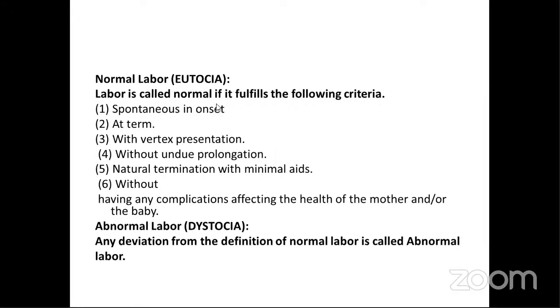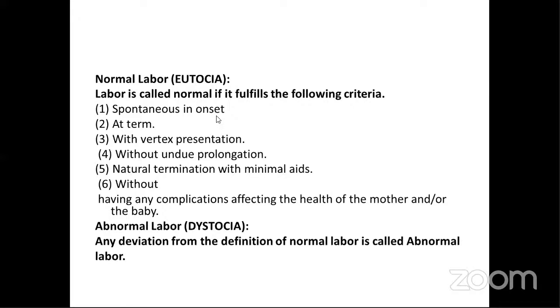The labor is called normal if it fulfills the following criteria. So when do you call it a normal labor? Many times the patient comes to you telling that they want a normal delivery. So that is the term for a normal labor, or the criteria which have been formed. There are 6 important criteria. You should always remember these. So when do you call the labor normal?